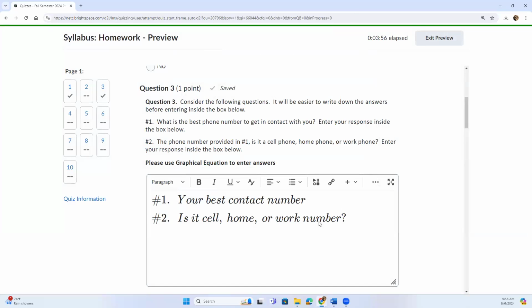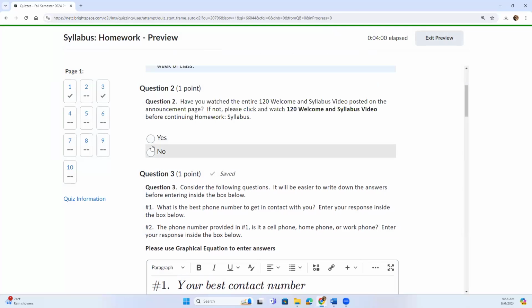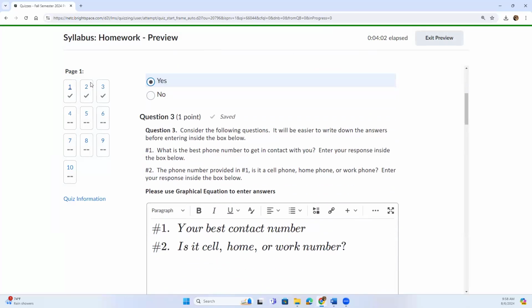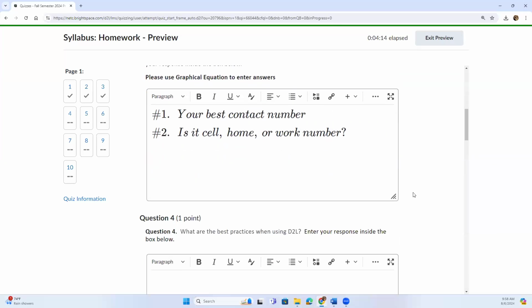Every time you enter something inside the box, you see this check mark. The check mark basically says your answer has saved. So if you cannot finish your homework in one sitting, you can simply exit out and come back at a later time.